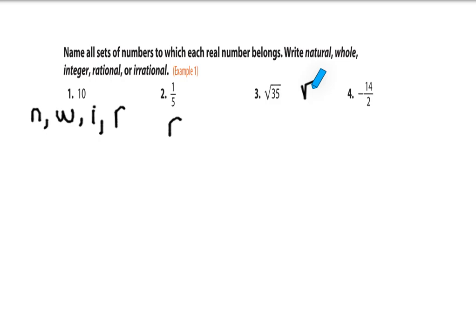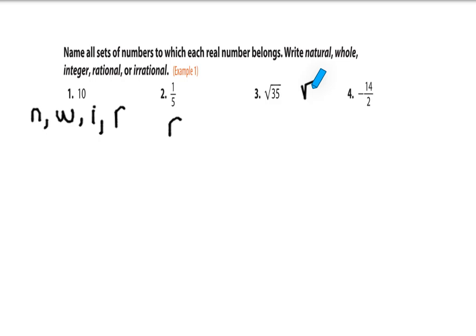Everyone punch in the square root of 35. And when you punch it into Google Classroom or your calculator, it's going to keep going. This is going to be called an irrational number. I for irrational. Again, it's not natural because it has to be a whole number. It's got to be a positive number, and the whole number is also a positive number, so it doesn't work out. And this also includes 0. It's not an integer, so it's going to be irrational.